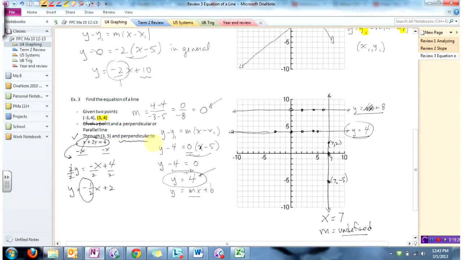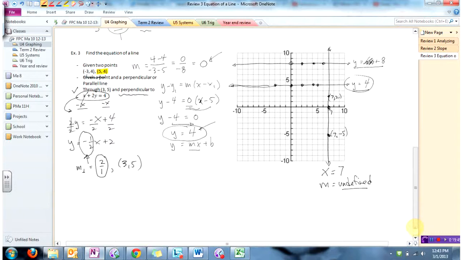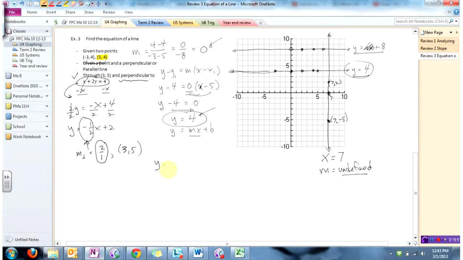It's too bad they didn't say parallel, because we could actually use -1/2. But instead, we're going to find the perpendicular slope by flipping it and changing its sign. So the line we're looking for has a slope of 2. Also remember, we're given the point 3, 5. So what equation would we use if we know the slope and a point? Y minus y1 equals m times x minus x1.